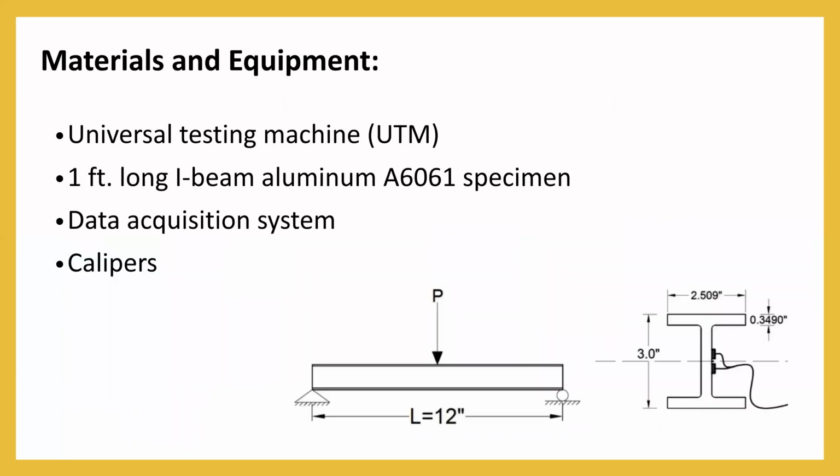So our materials and equipment are pretty straightforward. We're using the UTM. We're using that 1 foot long I-beam aluminum 6061 specimen. And then data acquisition systems and calipers. We're not using strain gauges on this one. We're using only the internal recording on the UTM. So you'll see in the measurements, I'm only giving you loading, and I'm only giving you deflection. And there's only like 4 or 5 data points anyways, but that's all we need.